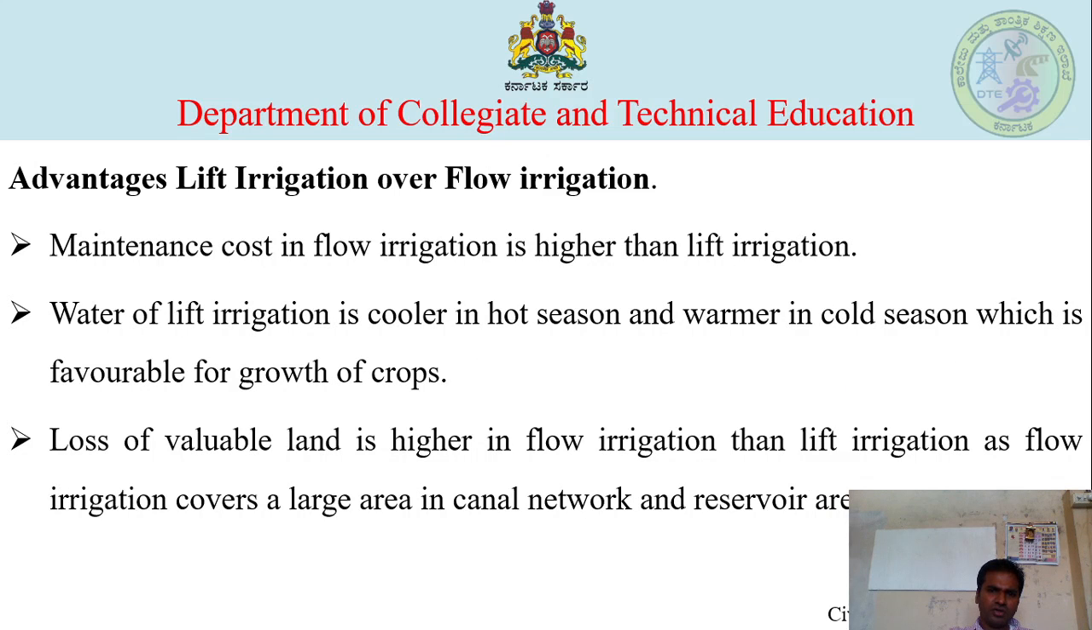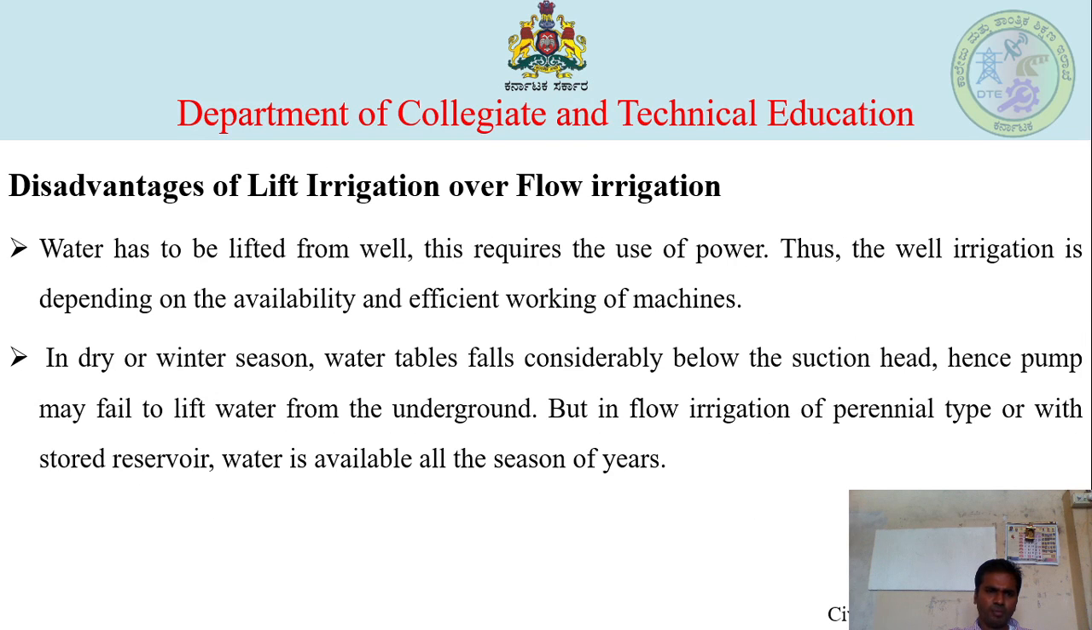Advantages of lift irrigation over flow irrigation. Maintenance cost in flow irrigation is higher than lift irrigation. Water of lift irrigation is cooler in hot season and warmer in cold season, which is favorable for growth of crops. Loss of valuable land is higher in flow irrigation than lift irrigation, as flow irrigation covers a larger area in canal network and reservoir area.